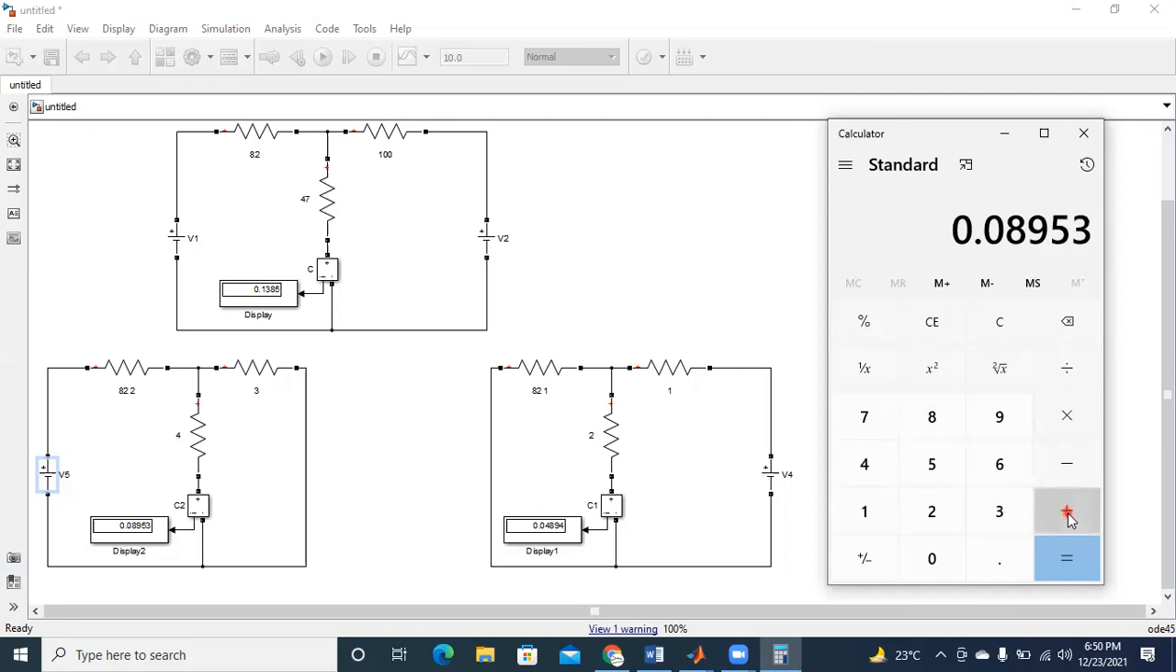0.8953 plus 0.04894 should equal 0.1385. When you round off this one, it will be 0.1385. So the superposition theorem we studied theoretically in our class and solved numericals for, right now we verified. That means we validated the superposition theorem through MATLAB software.